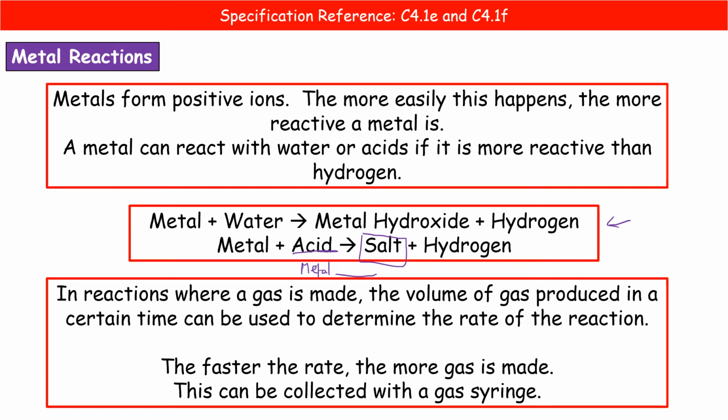We can also see one of these links into working out rates of reaction. So this could be maths based, could be practical based. In any reaction where we make a gas, if we've got a way to measure the volume of gas made in a given time, we can work out the rate of reaction. Because quite simply, it's just going to be volume divided by the time to give you the rate there. If we're making more gas, then we have a faster rate.